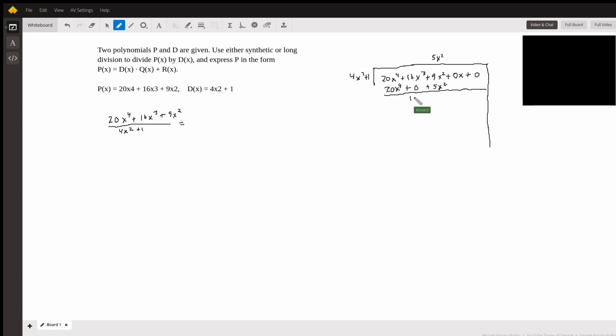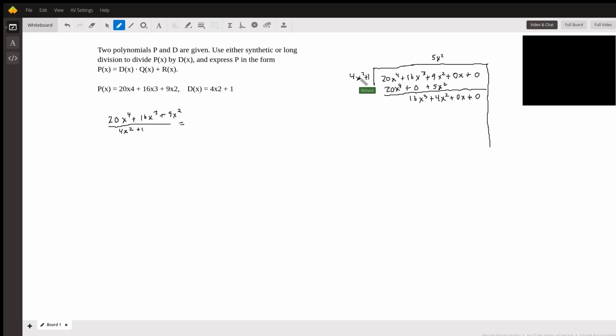This is going to give you 16x cubed. This is going to give you 4x squared. I like to copy these out. Sometimes students don't like to be bothered with this, but I think it helps to keep everything nice and neat, in its proper column.